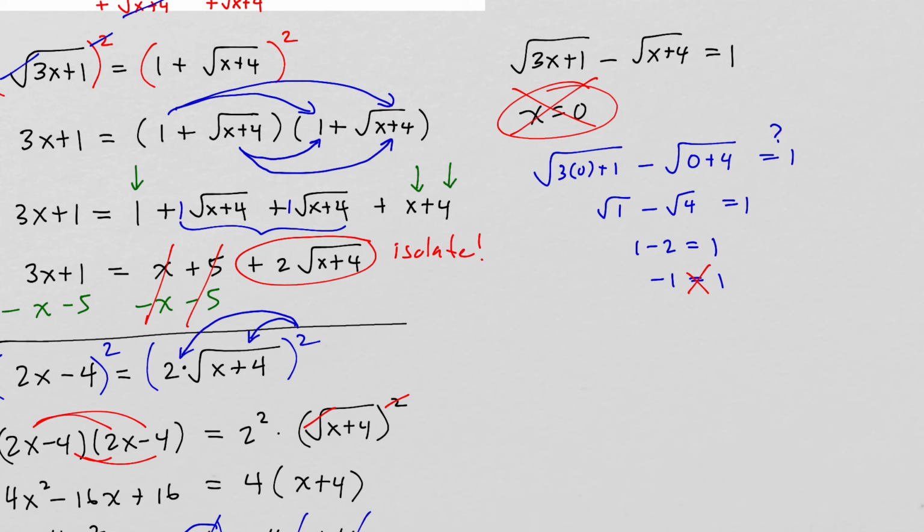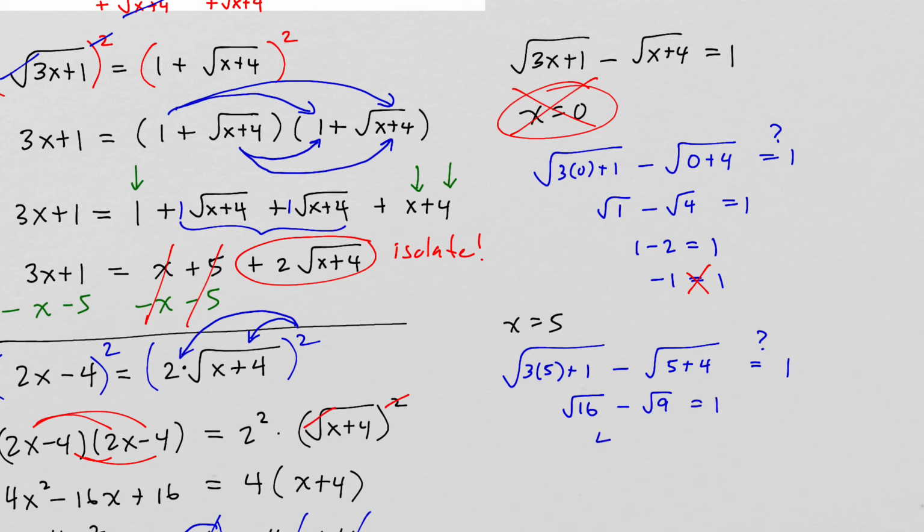The other answer we had was x equals 5. If we plug in x equals 5, we get the square root of 3 times 5 plus 1 minus the square root of 5 plus 4 equals 1. This tells us the square root of 16 minus the square root of 9 is equal to 1. And that means 4 minus 3 equals 1. And this, of course, is true, because 1 is equal to 1. So x equals 5 is our only solution here.